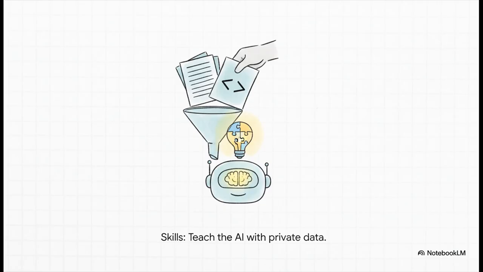But what about knowledge that's specific to your project? Stuff that isn't on the public internet? That's where this new feature called Skills comes in. Think of it like giving the AI a custom-made tool or a textbook that only you have. You can package up your own documentation or code so the AI can learn it and use it.